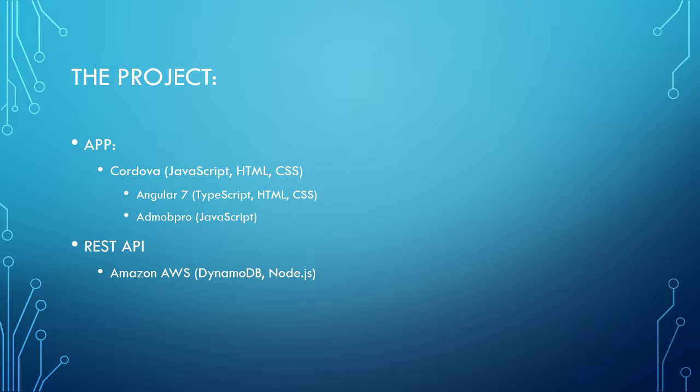And I used AdMob Pro, which is in JavaScript, which is an API in order to service the ads that I'm asking the user to get. And the REST API that I used was Amazon AWS, and I have a DynamoDB backend and Node.js Lambda function.